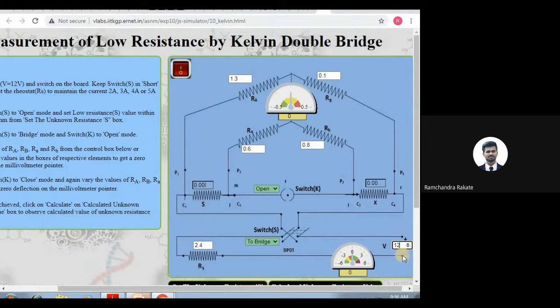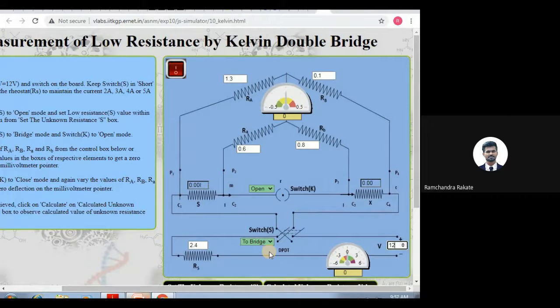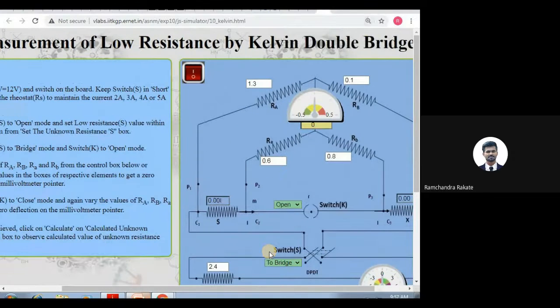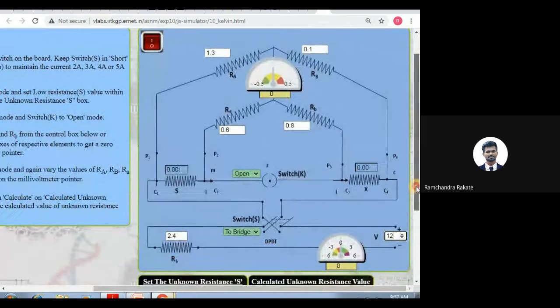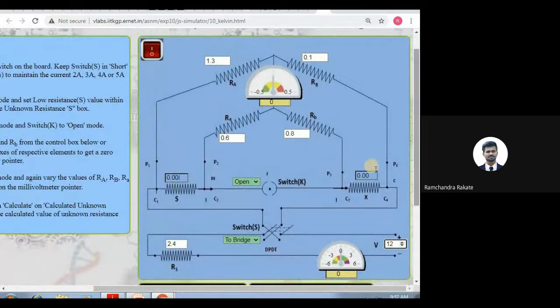Can you see this? Should I zoom in? Yes. Now this is 12 volt. Now you will be able to see. We have kept it at 12 volt.